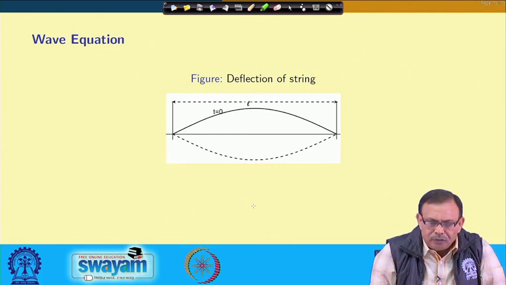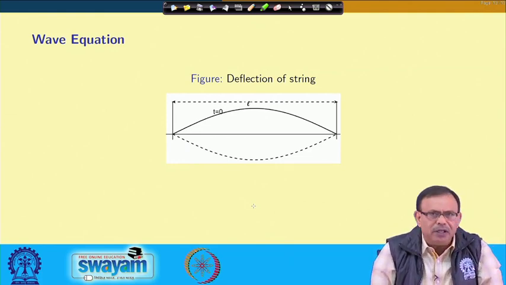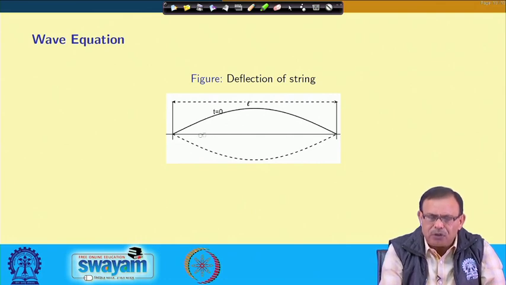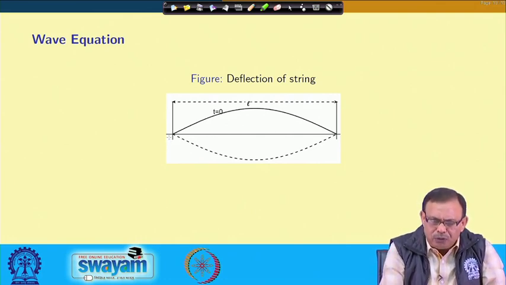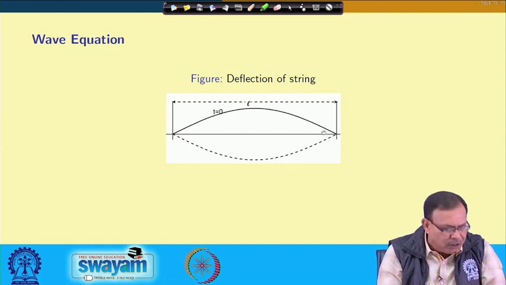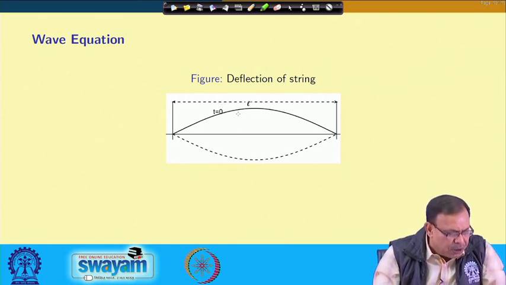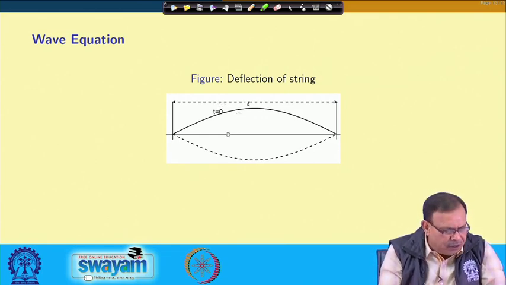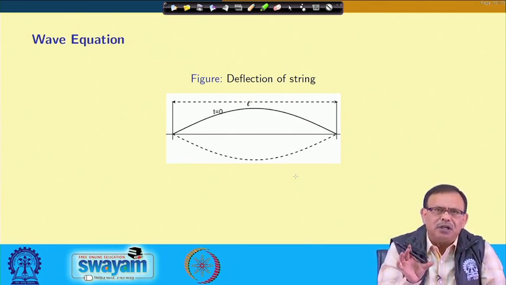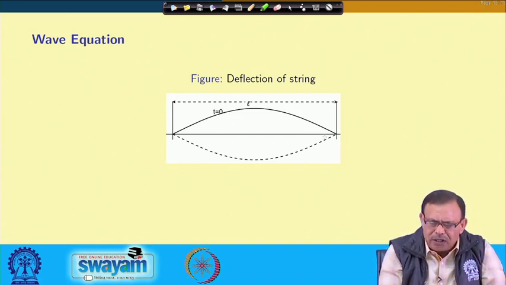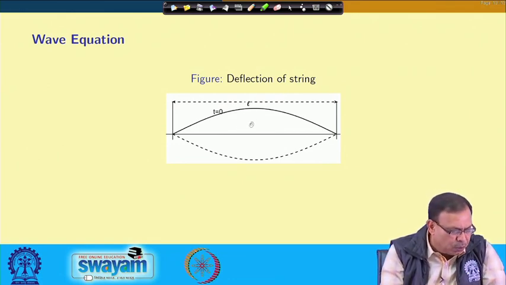First, let me come to the wave equation. We have an elastic string, and we have fixed it at 2 points, this point and this point. At t equals 0, suppose the string is released, and we allow it to vibrate.